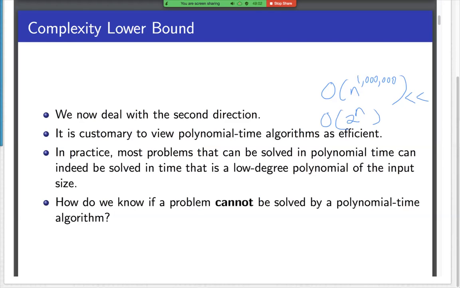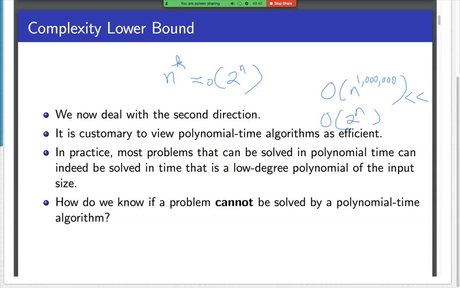Because even though this k is big, no matter how big it is, it is a small o of 2 to the n. So that's one reason that we view polynomial time algorithms as efficient. The other reason is that polynomials have good mathematical properties.